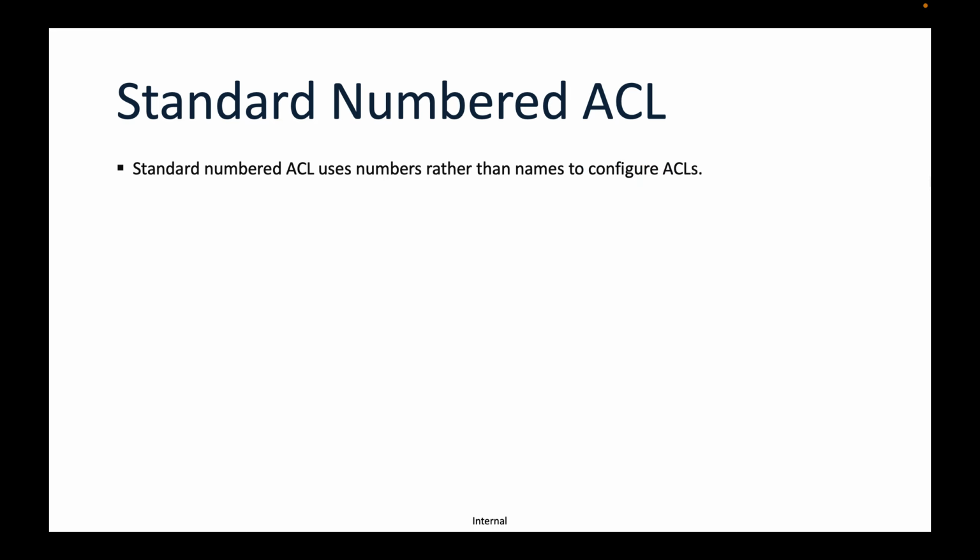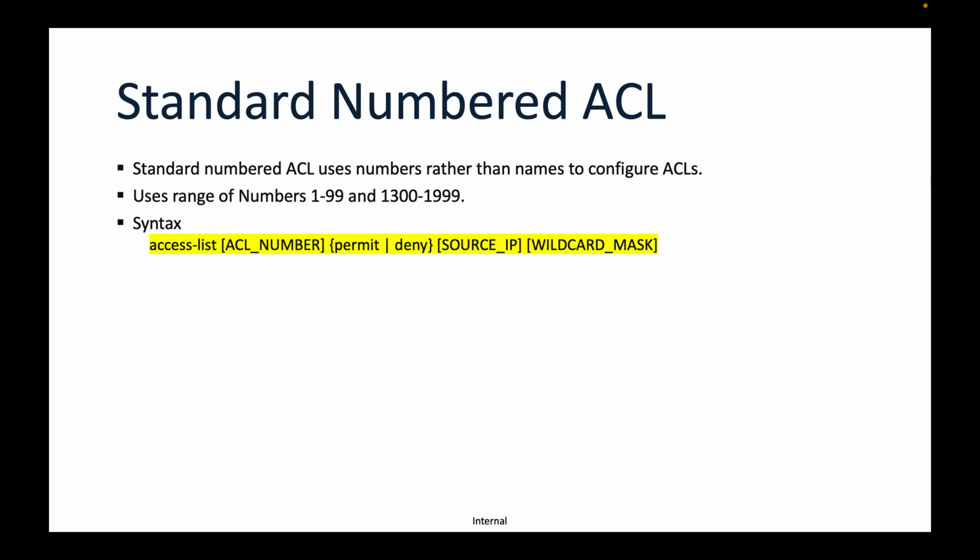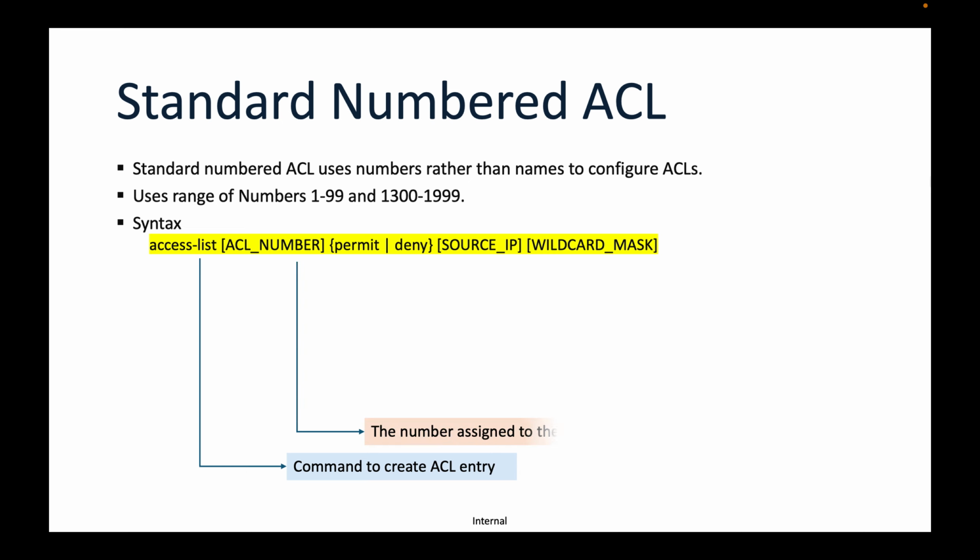To configure the standard numbered ACL, it uses numbers rather than names. Standard numbered ACL uses the range of numbers between 1 to 99 and 1300 to 1999. So the basic syntax for configuring a standard ACL in Cisco IOS is you start with access-list, the command to create an ACL entry, then the number assigned for the ACL. For standard ACL, as I said, numbers from 1 to 99 and 1300 to 1999.